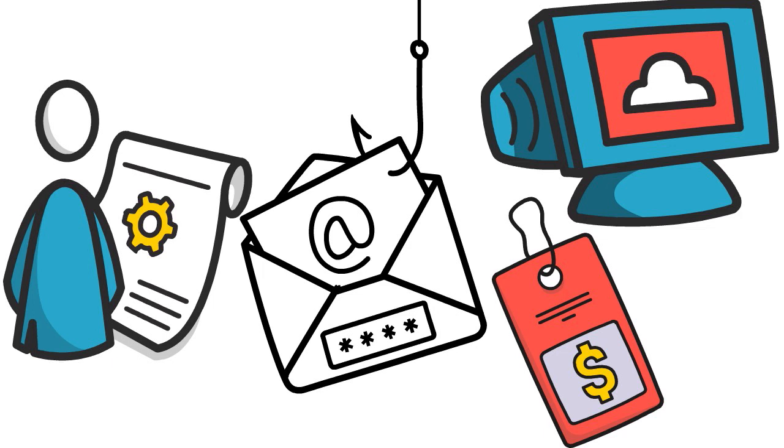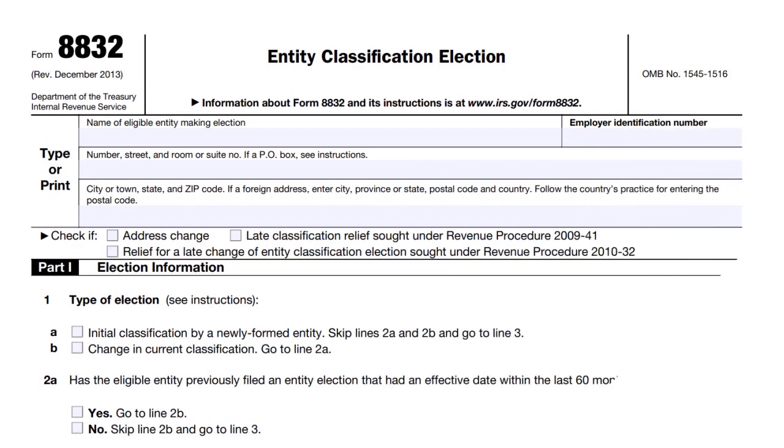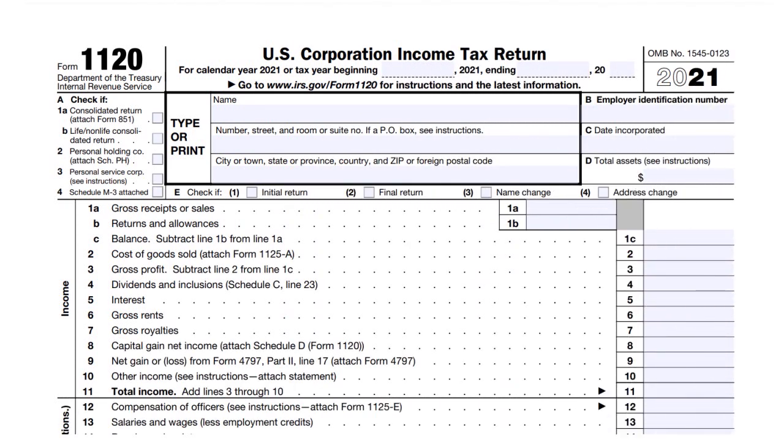Okay, this is important, and I want you to see on the screen here how Form 8832 looks. You need to file that form with the IRS, and if you make this change, your LLC will be subject to the 21% federal corporate tax rate. You will need to file taxes using Form 1120. This is how it looks. You also pay state and local corporate taxes as applicable where your business is located.